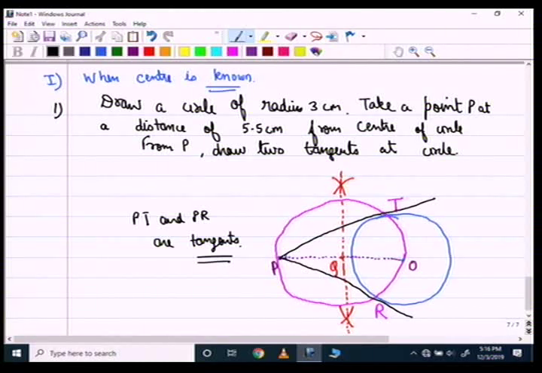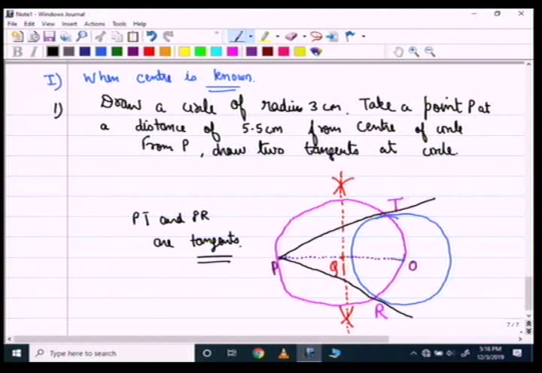All of you have drawn? Okay, any difficulty in this one? So what are we doing? Draw one circle, take a point outside the circle and draw another circle by taking OP as diameter, and then join the points of intersection to P.